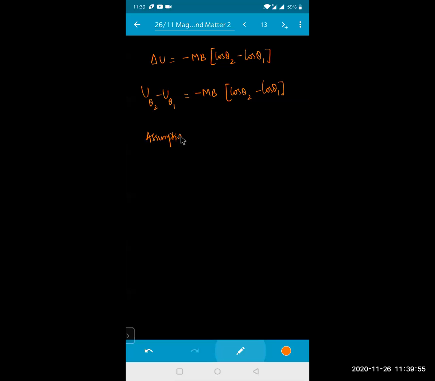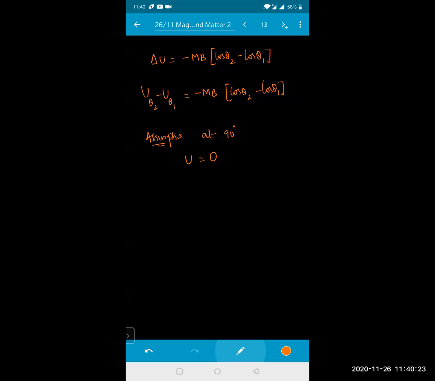We'll make an assumption right now. At theta equal to 90 degrees, the potential energy will become 0. Why? Theta 1 is equal to 90 degrees. If I'm taking the relation, then it will become 0. So by assumption, at 90 degrees, U is equal to 0. Both of them, if I'm taking 90, it will be 0.